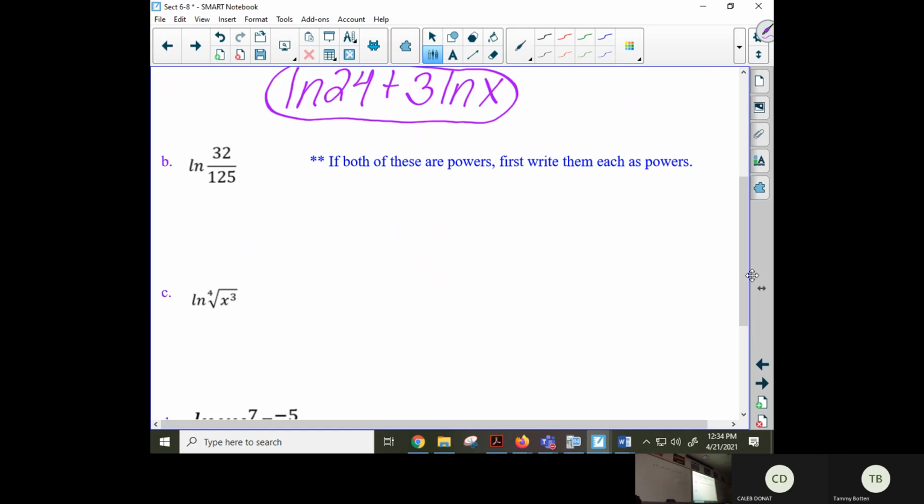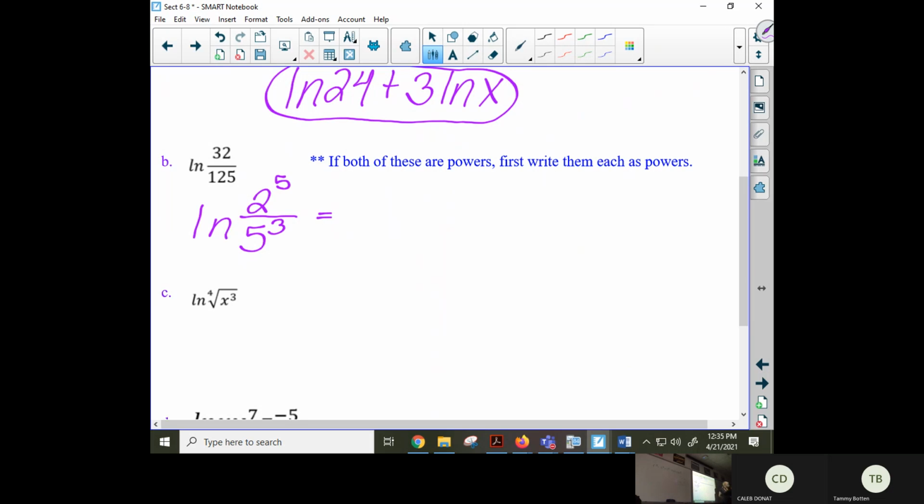Yeah, and they don't have to be powers, in this case, of the same number. What could I write 32 as? 2 to the 5th power. What could I write 125 as? Do you know what power 125 is? 5 to the 3rd. Okay.